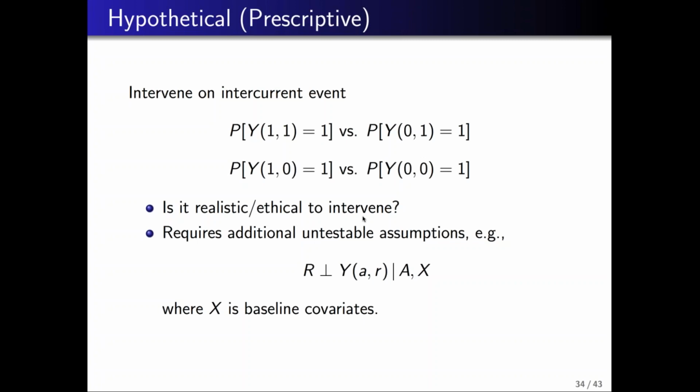So that's a scientific question and an ethical question. It's in many senses not really realistic, and it does require additional untestable assumptions, for example, saying that we have some kind of conditional independence given some covariates. So if you want to estimate this hypothetical or prescriptive estimand, you have to be in a world in which you start imposing assumptions.